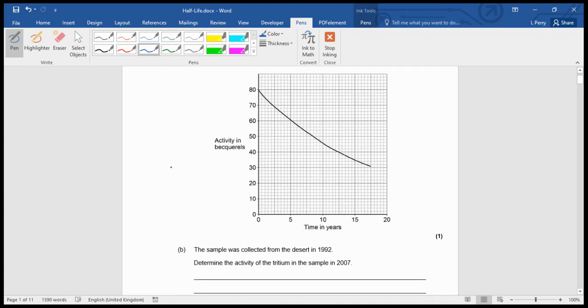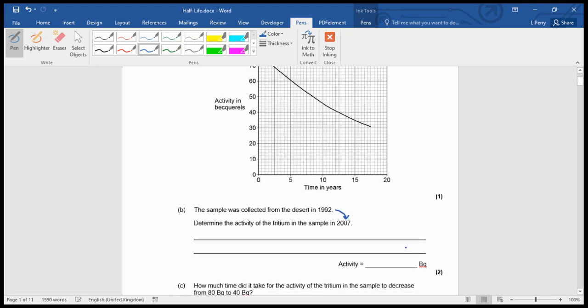So the first one, we've got a graph. The sample was collected from the desert in 1992. Determine the activity of the tritium in the sample in 2007. We've got activity on the graph, and time in years as well. So how many years has it been? From 1992 to 2007, I can do that in my head, but if you need a calculator, you could do 2007 minus 1992, and it'll tell you the difference is 15 years.